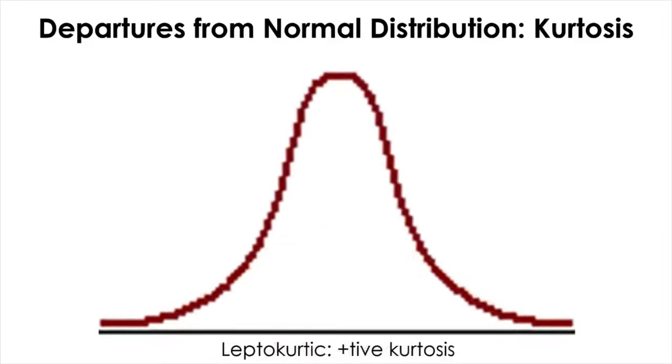On the other hand, a distribution is called leptokurtic, looking more slender than the normal distribution. And this distribution has positive kurtosis with thicker tails, meaning it has more extreme values at both ends than the normal distribution.